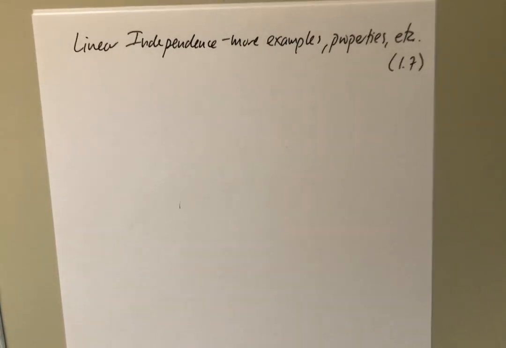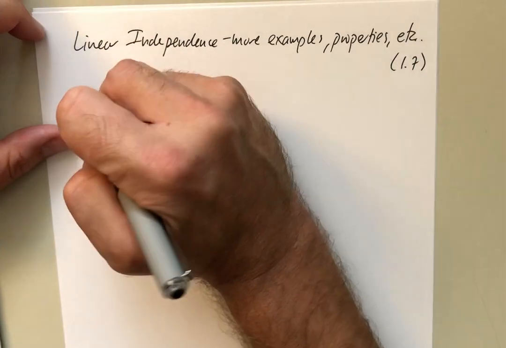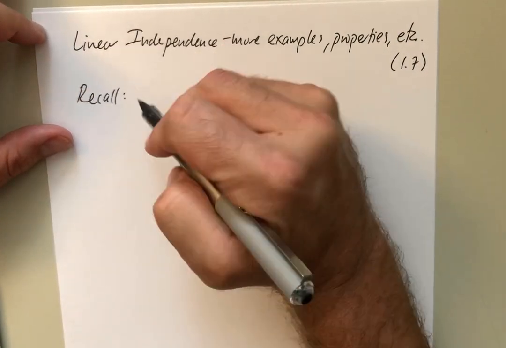Hello folks, today we'll continue talking about linear independence with some more examples and properties, material from 1.7. So let me just recall our basic fact from last time.